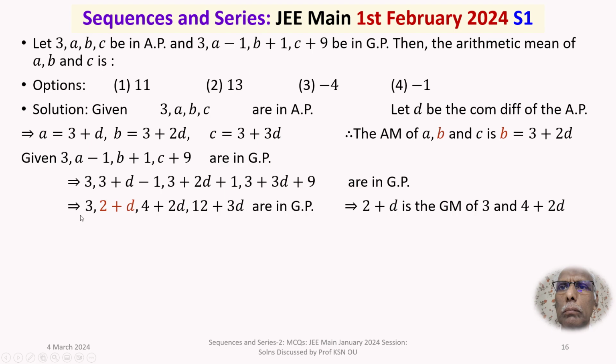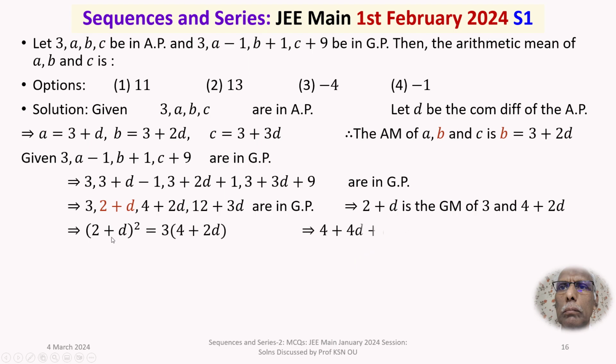These are in GP. So let's now concentrate just on these three terms. 3, 2 plus D and 4 plus 2D are in GP. Then (2 plus D) square, that is the geometric mean square, is equal to the product of 3 and 4 plus 2D. So 2 plus D is the geometric mean of 3 and 4 plus 2D.